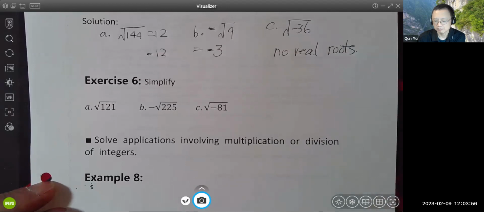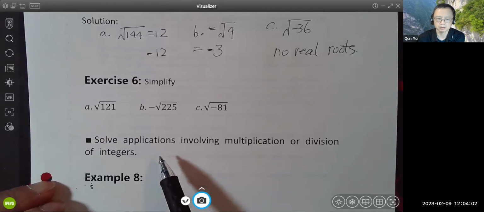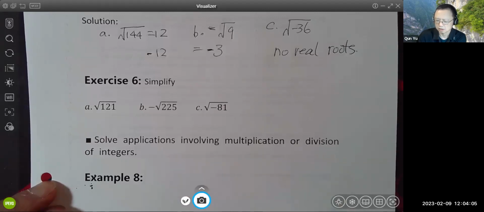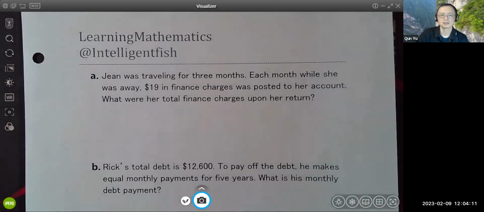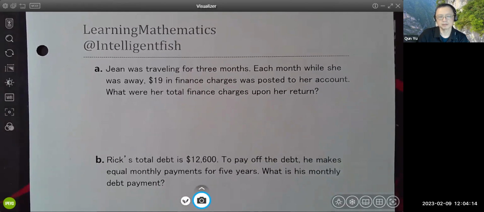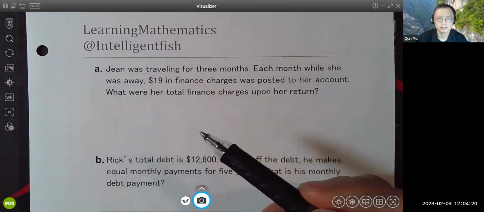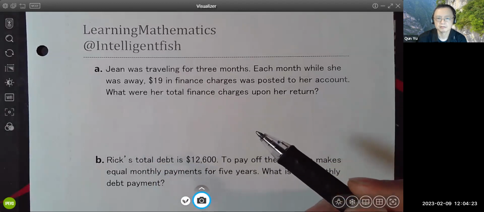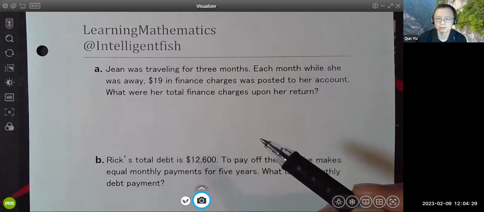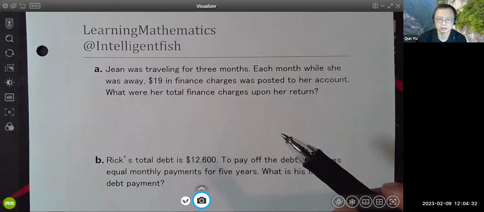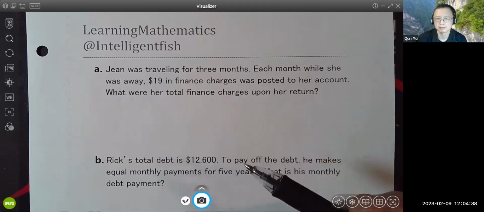For the next topic, we're going to solve some application problems involving these two operations, multiplication and division with integers. Example 8 is on the next page. We have two of these application problems. Let's do the first one first. Jean was traveling for 3 months. Each month while she was away, $19 in finance charges was posted to her account. What were her total finance charges upon her return?